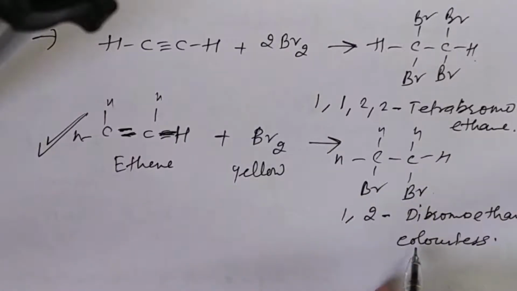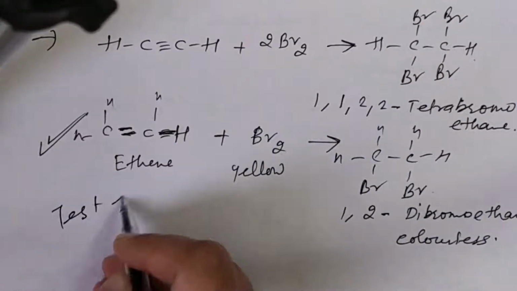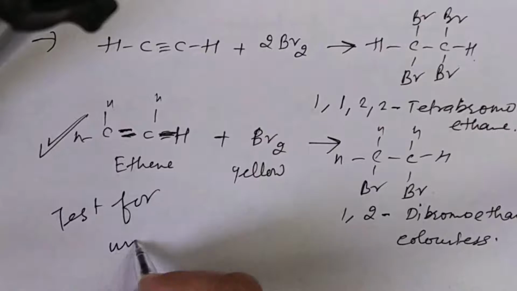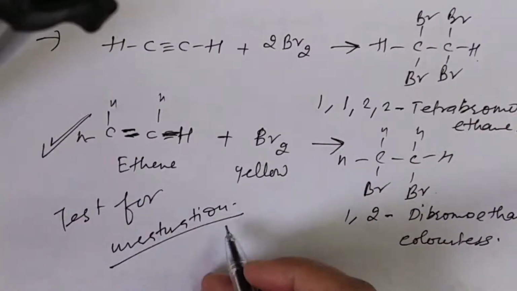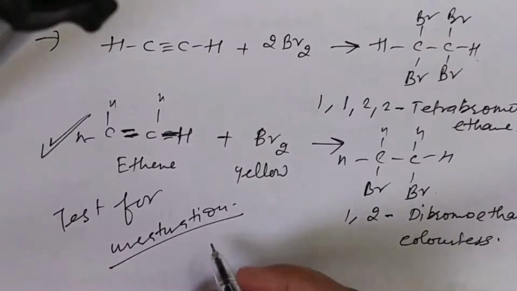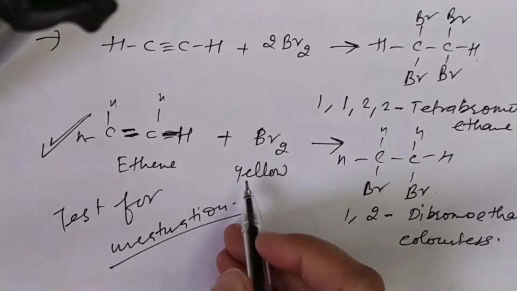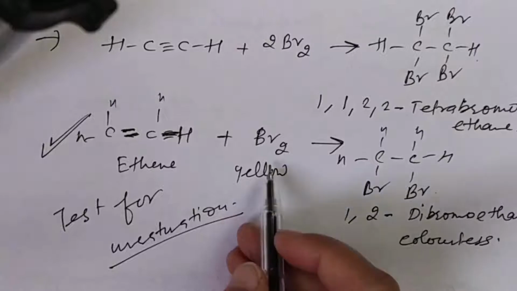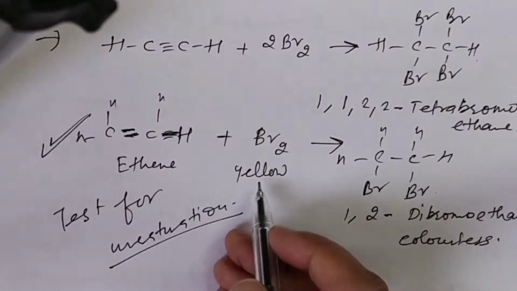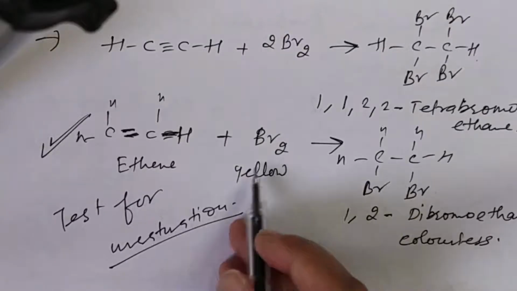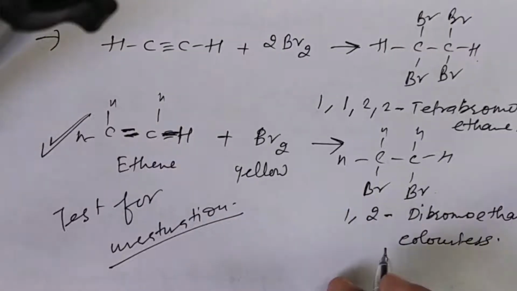So this is the test for unsaturation in a compound. You can test for unsaturation in the compound. If there is a double bond, then if you are passing bromine gas through it, the yellow color will disappear and it will change into colorless.